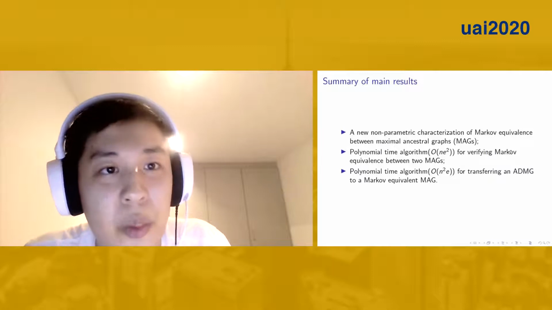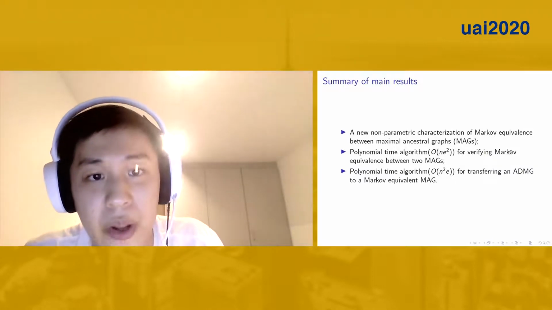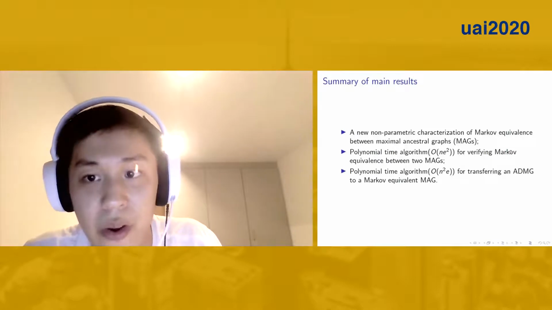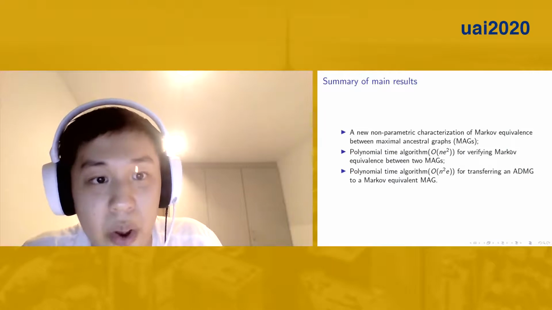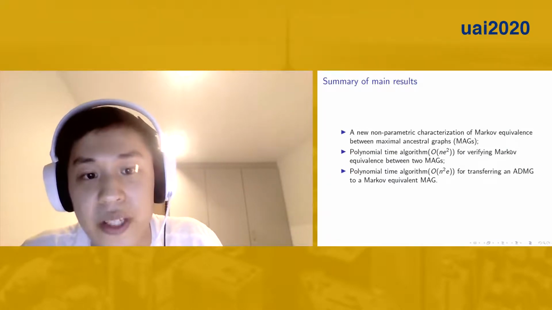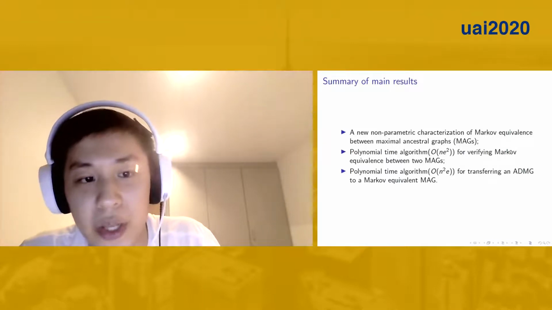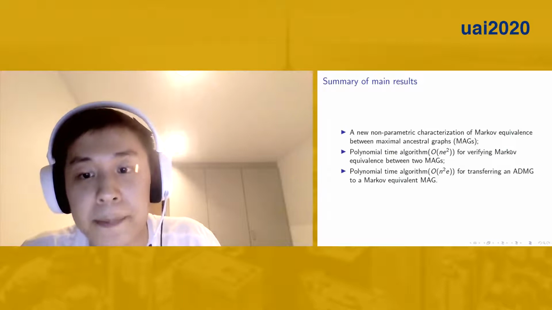So I begin with a summary of our main results. First, we give a new non-parametric graphical criterion of Markov equivalence between maximal ancestral graphs, and based on the criterion, we provide a fast algorithm for verifying equivalence between two MAGs. And we also give a fast algorithm for transforming an ADMG to an equivalent MAG.